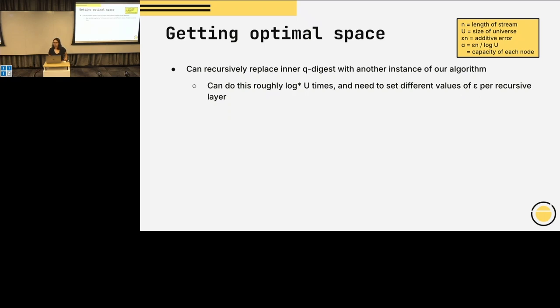That completely removes the log log u in the previous one? If you recurse the Q digest, I think directly you'll get log star u, because when you take log u, you log it again.